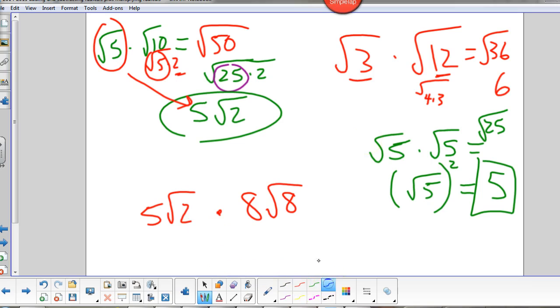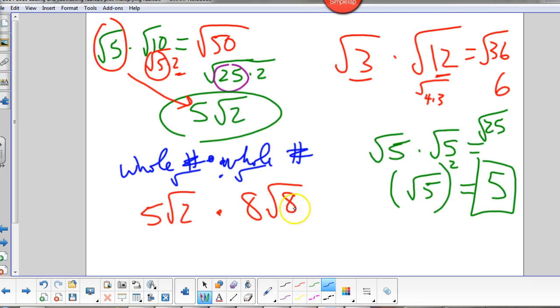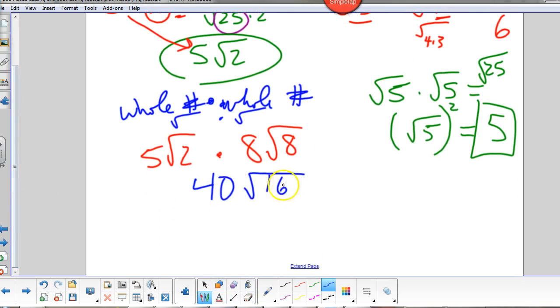If I'm going to multiply two radical expressions, 5 root 2 times 8 root 8, I multiply the whole numbers times the whole numbers, and then the square roots times the square roots. So 5 root 2 times 8 root 8 is 5 times 8 or 40, root 2 times 8 is 16. And then I'd simplify. Once I multiply, I need to make sure that I simplify. 40 root 16 is 40 times 4, which is 160. And there's no square root left.